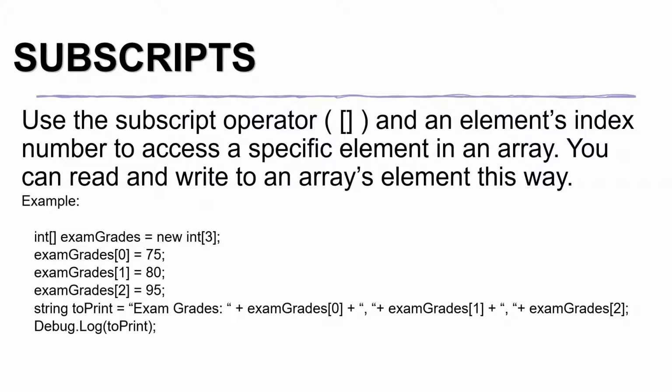Then if we wanted to print them out, we access that element by having the name of our array, our subscript operator, with which index we want. So this is concatenating all of the elements onto the string so that it can be printed out.